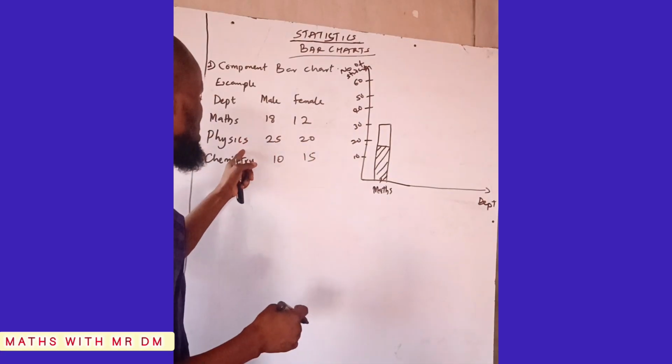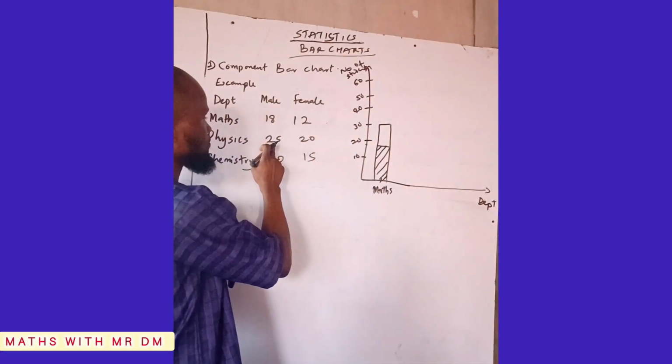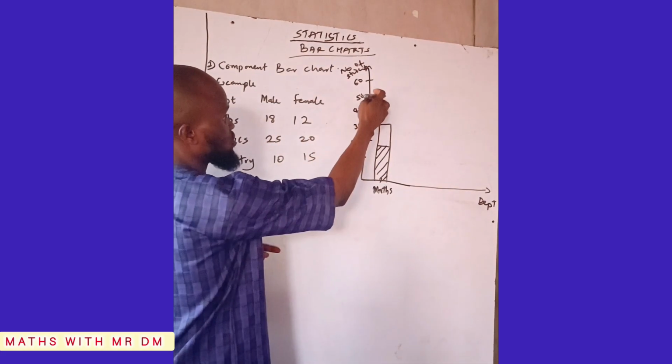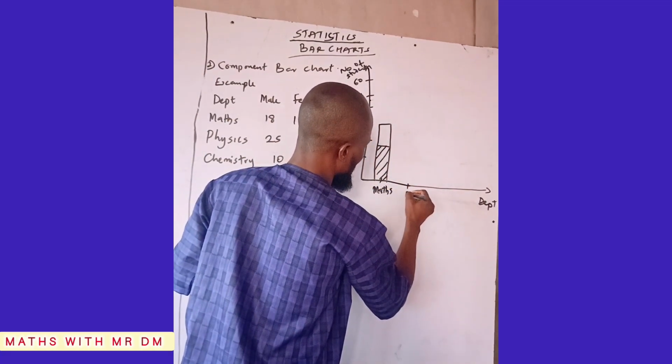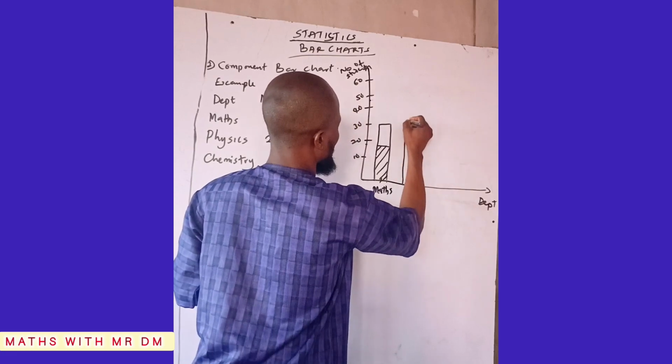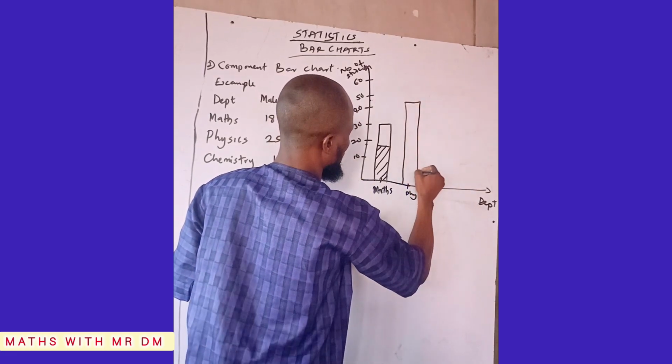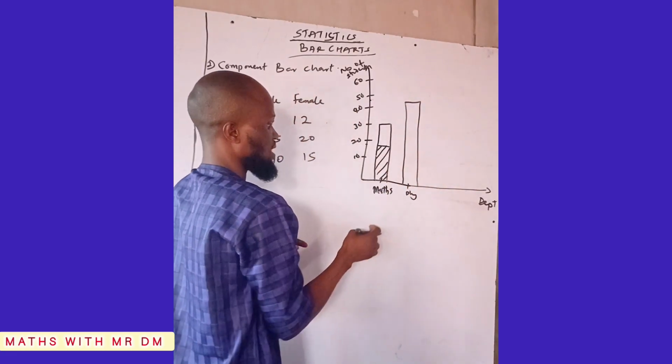The second part is physics. Physics is 25 plus 40, that's 45. You are going to have your bar on 45. 45 is somewhere around here. So you are going to have it. Physics. Have something like this. On 45. Mind you, the width is going to be the same size.